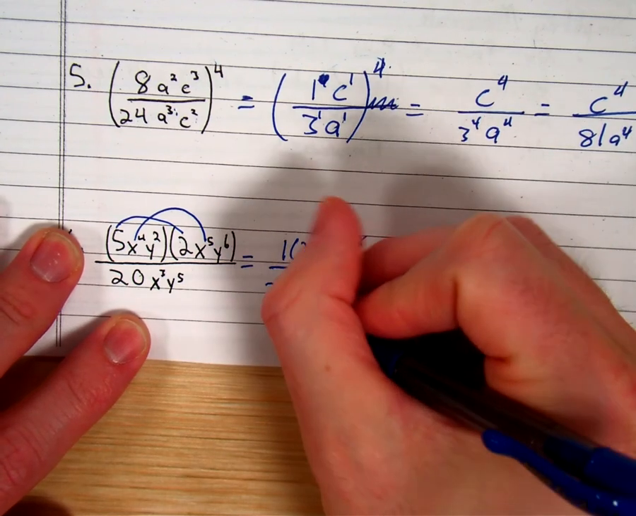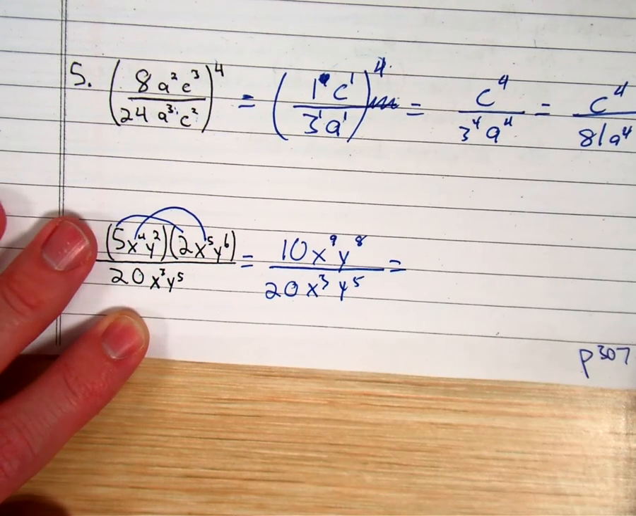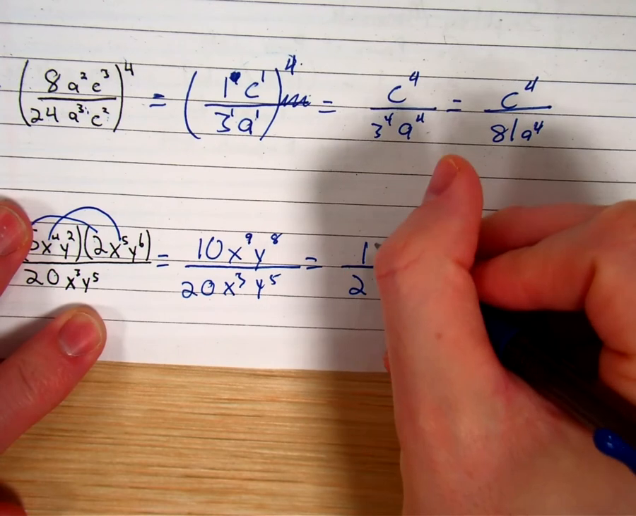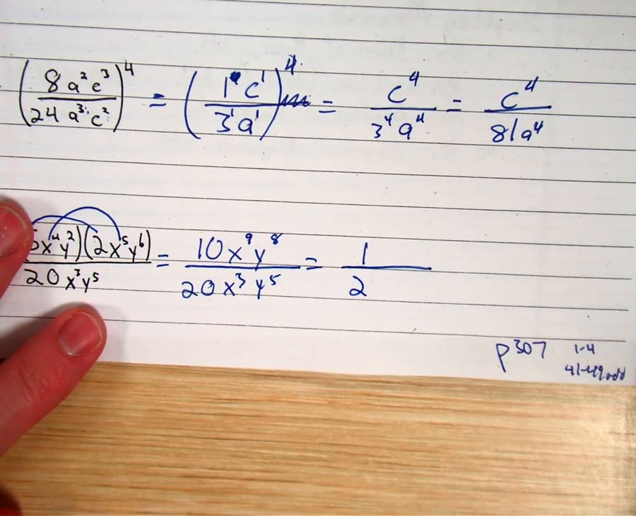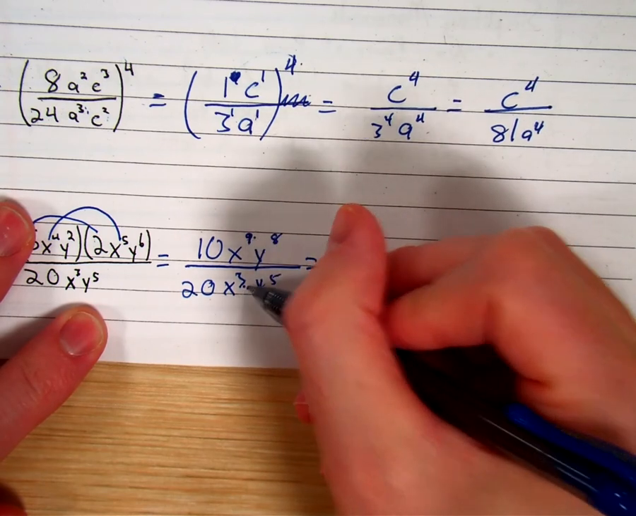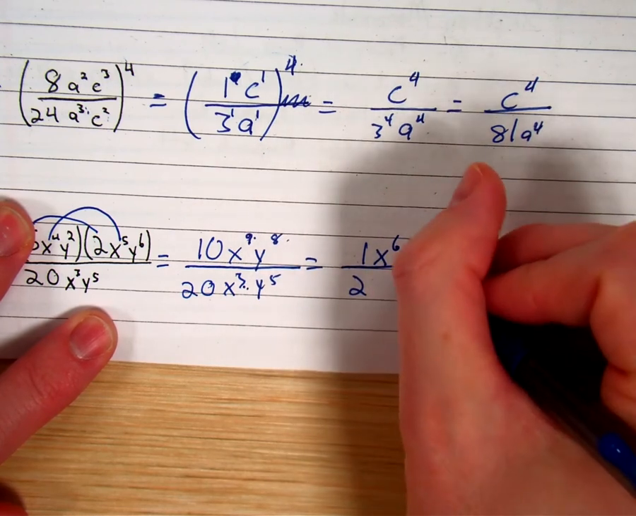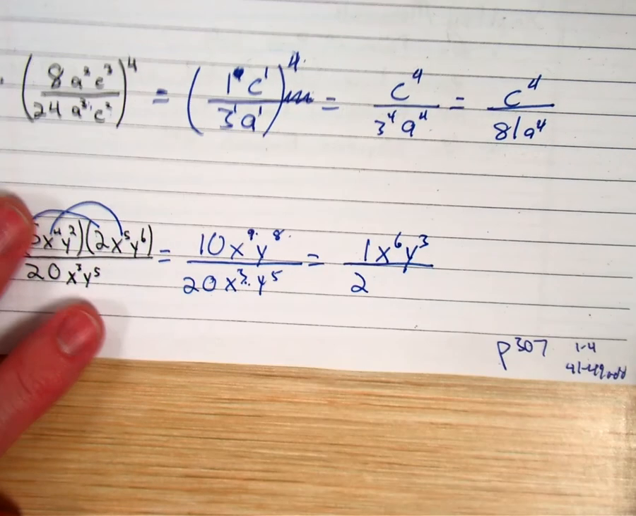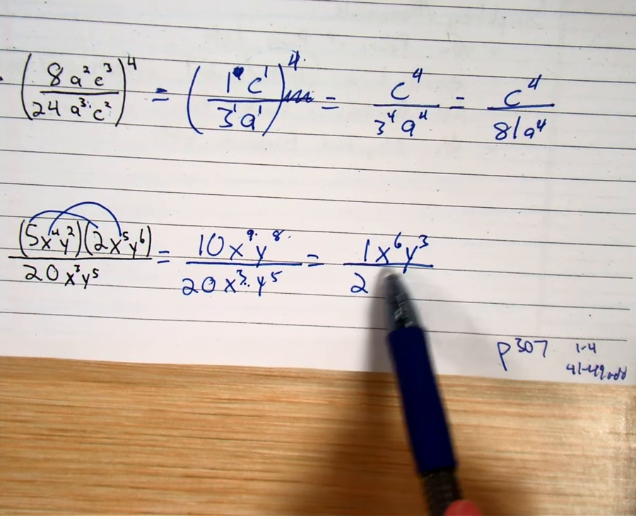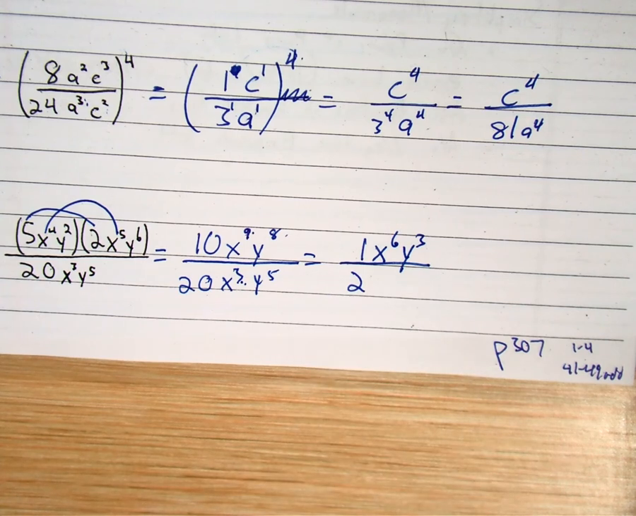On the bottom, we have our 20, x to the 3rd, y to the 5th. Looks pretty nice. 10 over 20 is going to reduce to 1/2. Again, you don't need to put the 1 on the top. I'm just putting it there so you can see what's happening. 9 minus 3 is x to the 6th on the top. 8 minus 5 is y to the 3rd on the top. That's where the biggest one was. So if you just had x to the 6th, y to the 3rd over 2, that's fine. You don't need the 1. 1 times something is still that same thing.